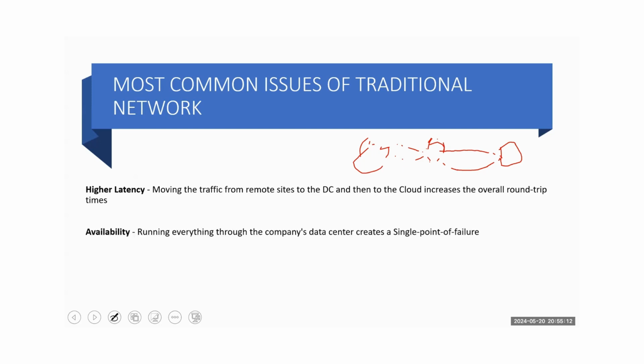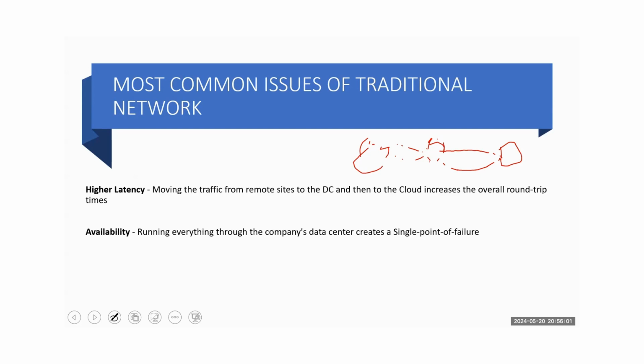Next reason was availability. Running everything through the company's data center creates a single point of failure. When you have a data center and every remote site is coming to your data center, or to the hub site, or your small branches, everybody is coming to a hub site or data center for internet or to access something. If that specific data center goes down, there is a possibility of a single point of failure. There are certain customers who have resiliency of the data center, but still the failover takes a few microseconds, and that is still a single point of failure, right?